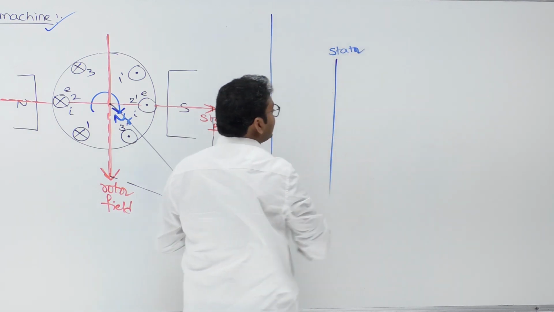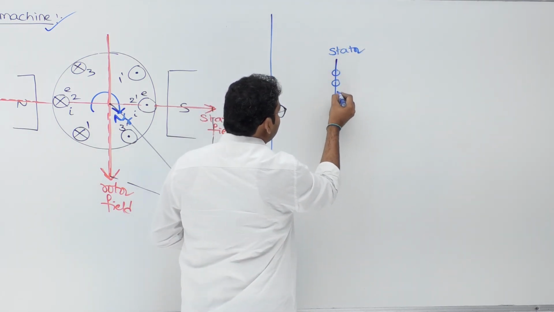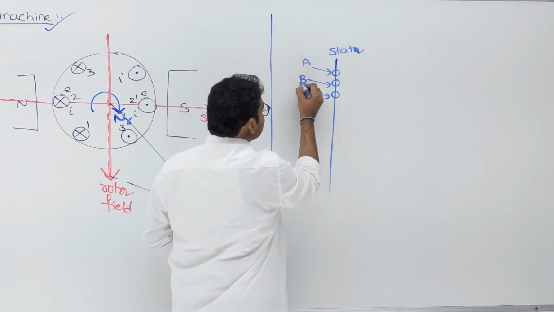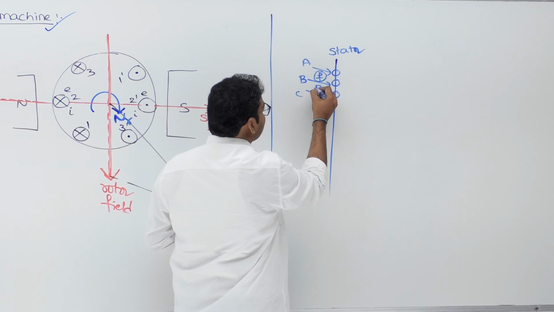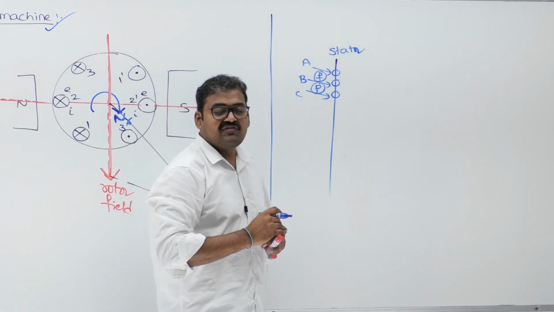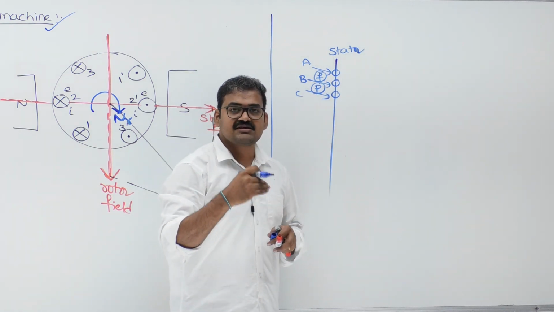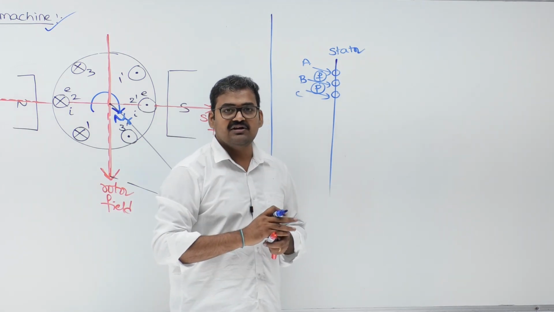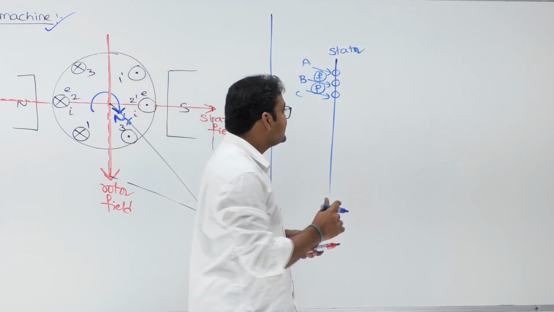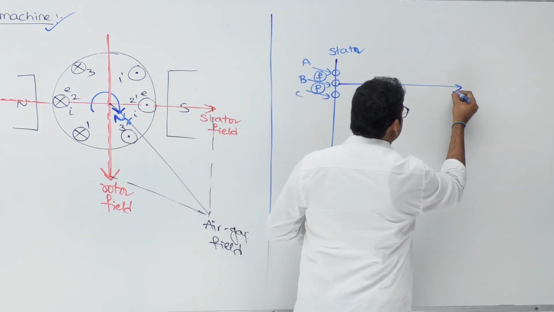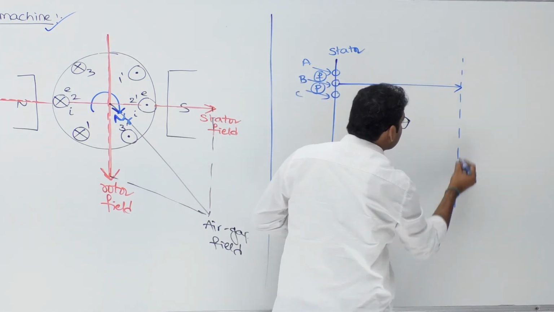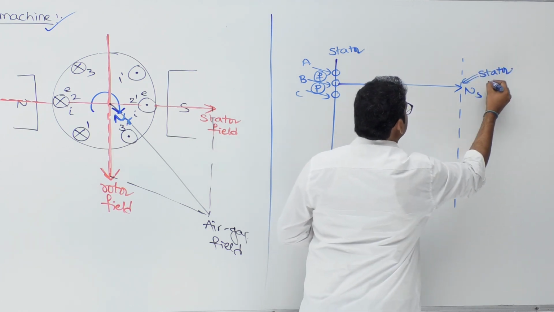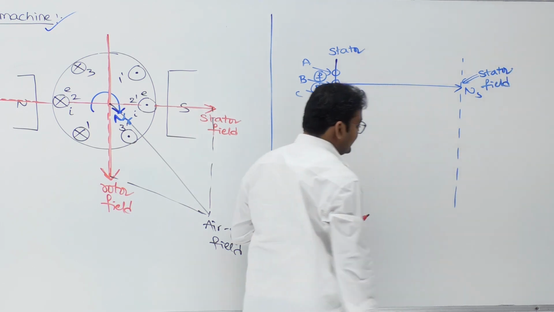I hope you remember this diagram. Stator will have a three-phase distributed winding, excited using positive sequence supply with a frequency F and a number of poles P. Whenever a three-phase distributed winding is excited with three-phase balanced supply, immediately a rotating magnetic field will be produced at how much speed? Synchronous speed. So this is synchronous speed. This is the speed of the stator field.